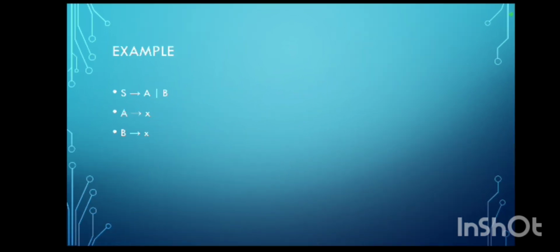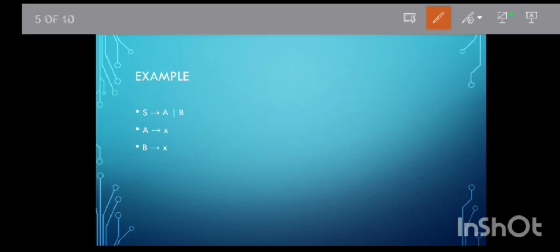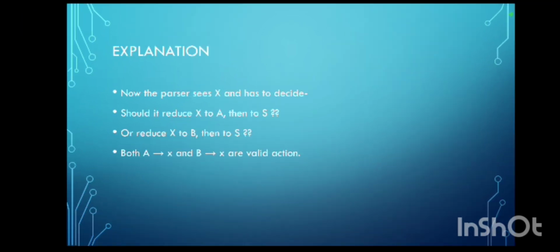Let's see the example. Let's say you have this grammar that is given on the screen. S can be either A or B. A can be replaced with terminal X and B can also be replaced with terminal X. Explanation is, now the parser sees X and has to decide should it reduce X to A then to S, or reduce X to B then to S.